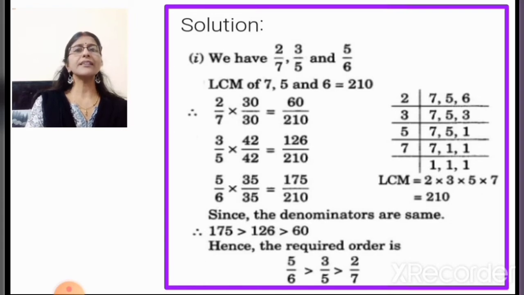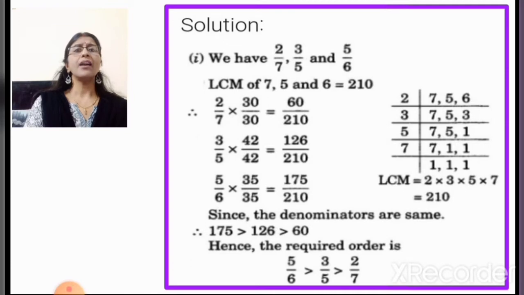Now the third fraction, 5 upon 6. Now we will not take 2 and 3. We'll leave 2 and 3 because 2 3s are 6. So we'll multiply 5 and 7. 5 into 7 is 35. So we'll multiply both numerator and denominator of this fraction by 35. So 5 will be multiplied by 35. 6 also will be multiplied by 35. 5 into 35 is 175. And 6 into 35 is 210.